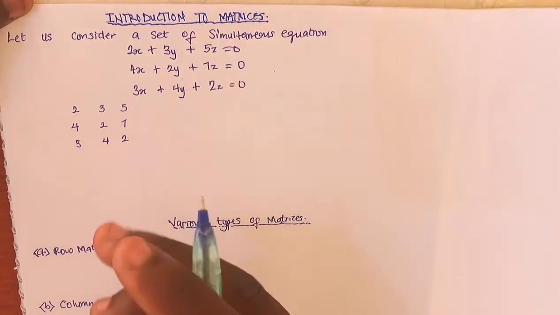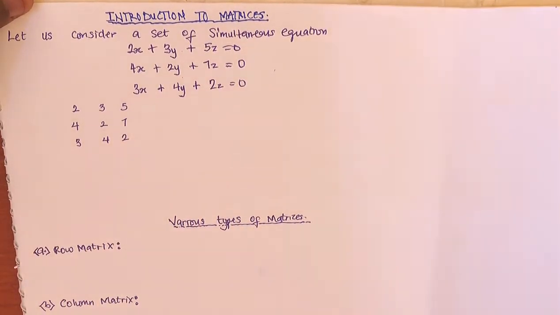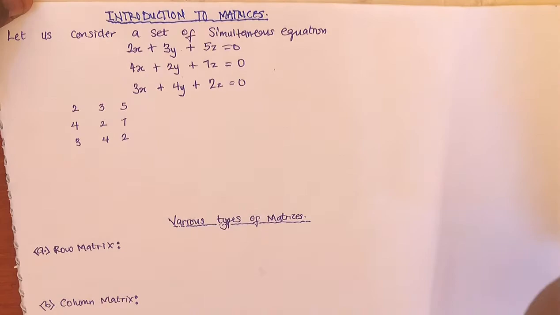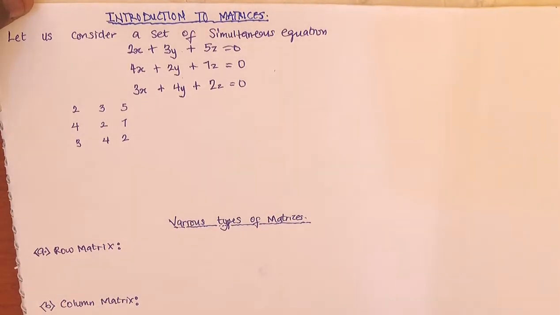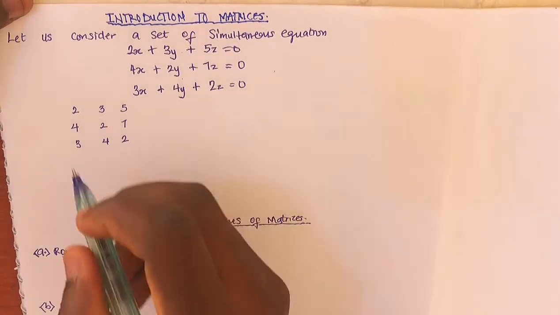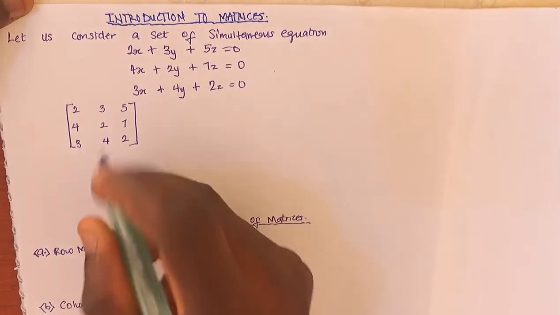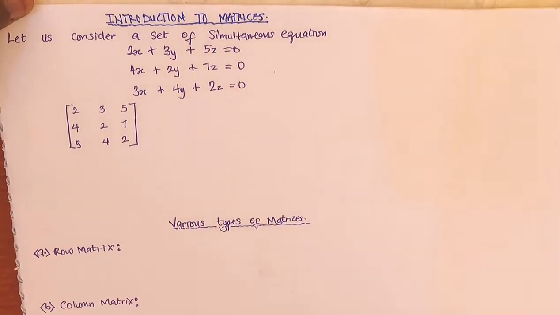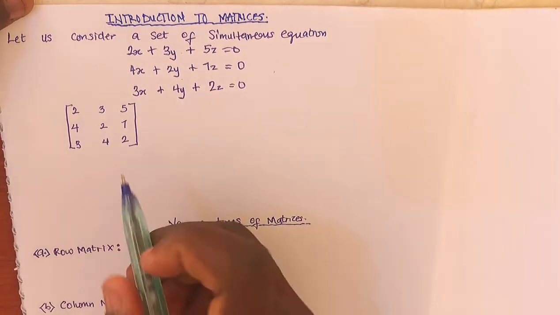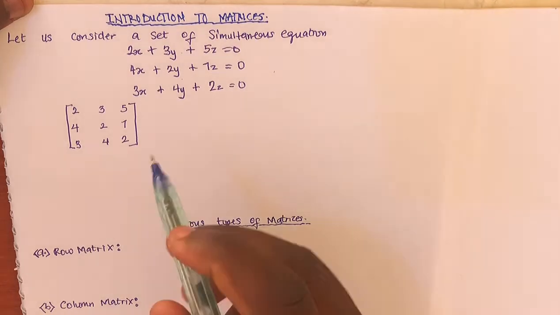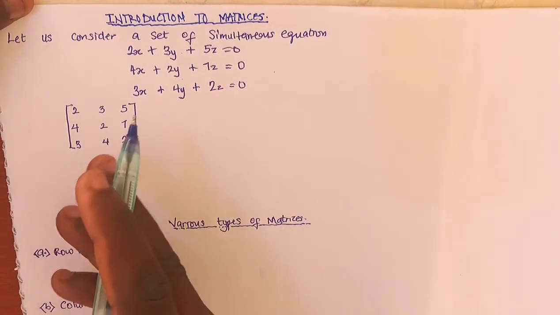So these coefficients, I'm going to enclose them in brackets. Enclosing these coefficients in the brackets, look at it. So what do I have? This actually is a matrix, right? So in this case, the coefficients of x, y, z present in this equation, I've enclosed within a bracket.